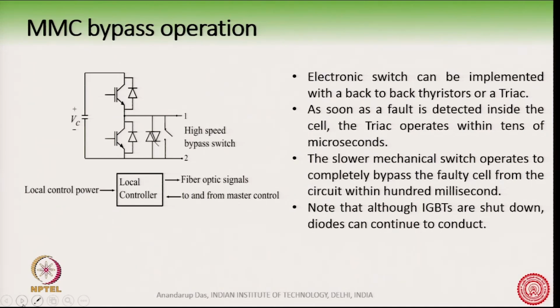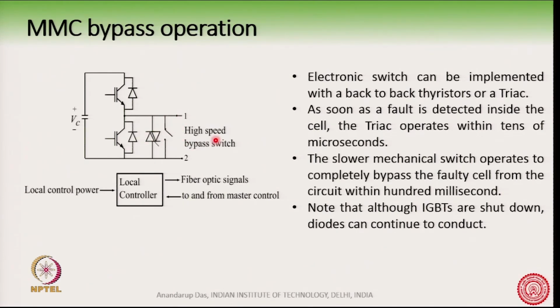The idea here is also very similar, but anyway I will just repeat it once more, to make this section independent of that section. Each cell in the MMC is fitted with a bypass switch. Generally, the bypass switch consists of two stages. One is an electronic switch, a triac or back to back thyristors, and there is also a mechanical switch.